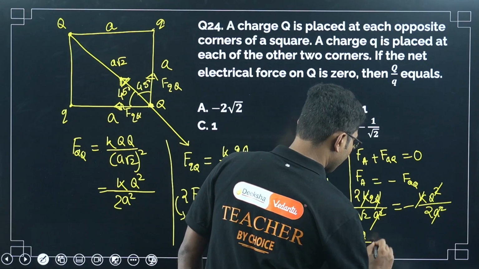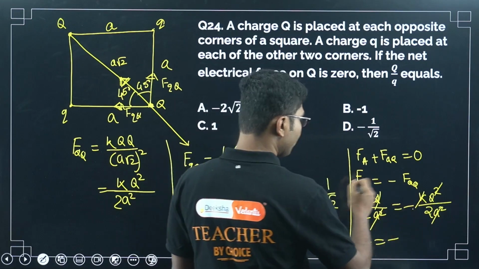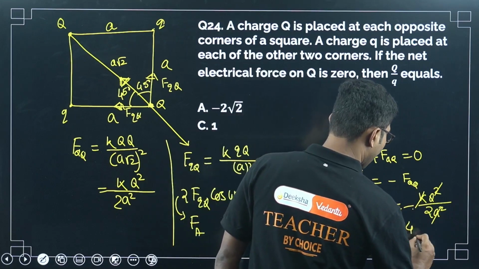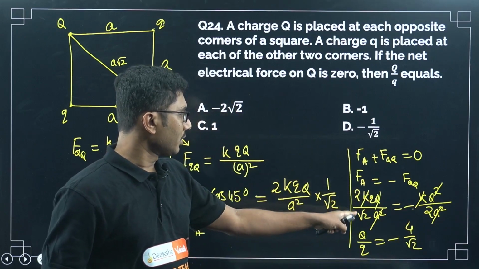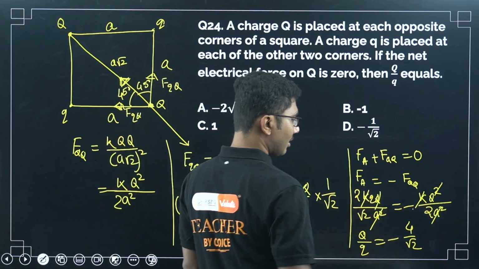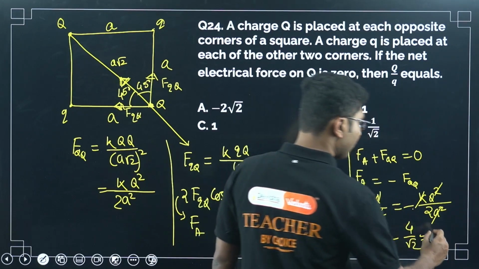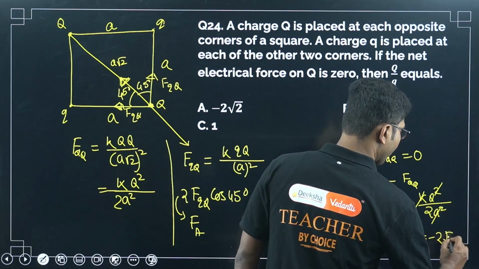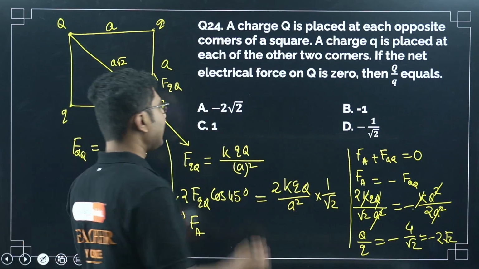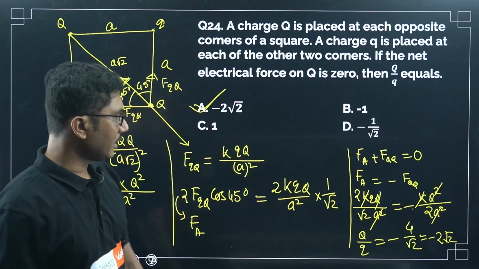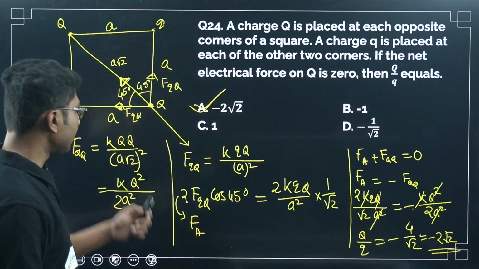Capital Q by small q. Take the negative sign on this side, so negative. These two will go up, so it will become 4 by root 2, right? 2 2s are 4 divided by root 2. This q went to the other side. Now what is 4 by root 2? 4 by root 2 is nothing but 2 root 2. So minus 2 root 2 is the answer. Interesting problem, I hope you enjoyed this.